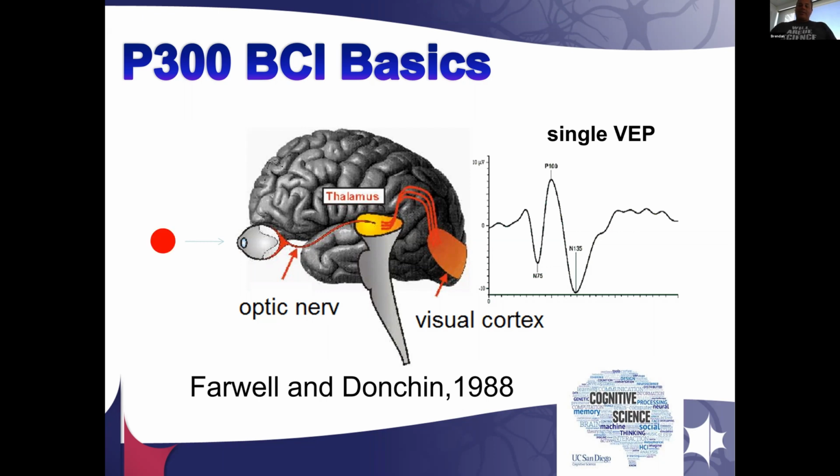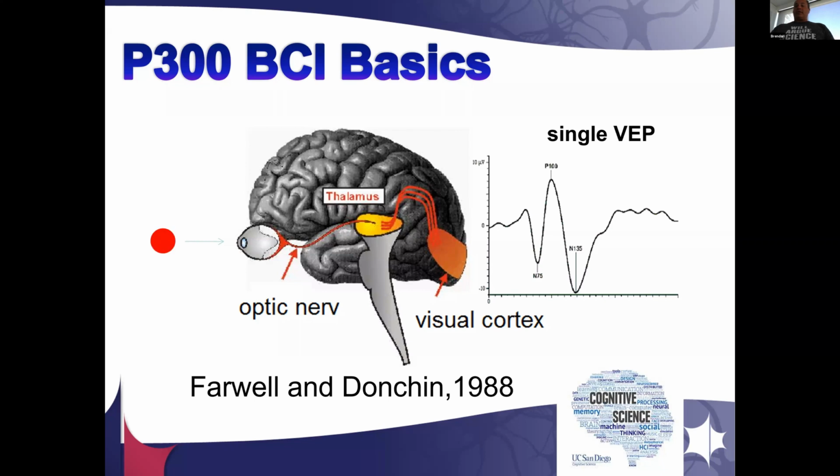Unlike curve. The first P300 BCI was published in 1988 by Farwell and Donchin. In this approach, there is a certain target stimulus, which might be a letter. In this case, it's just a red dot. By choosing to pay attention to each time that target stimulus flashes, the user can elicit a P300 to that target stimulus and not to other stimuli.